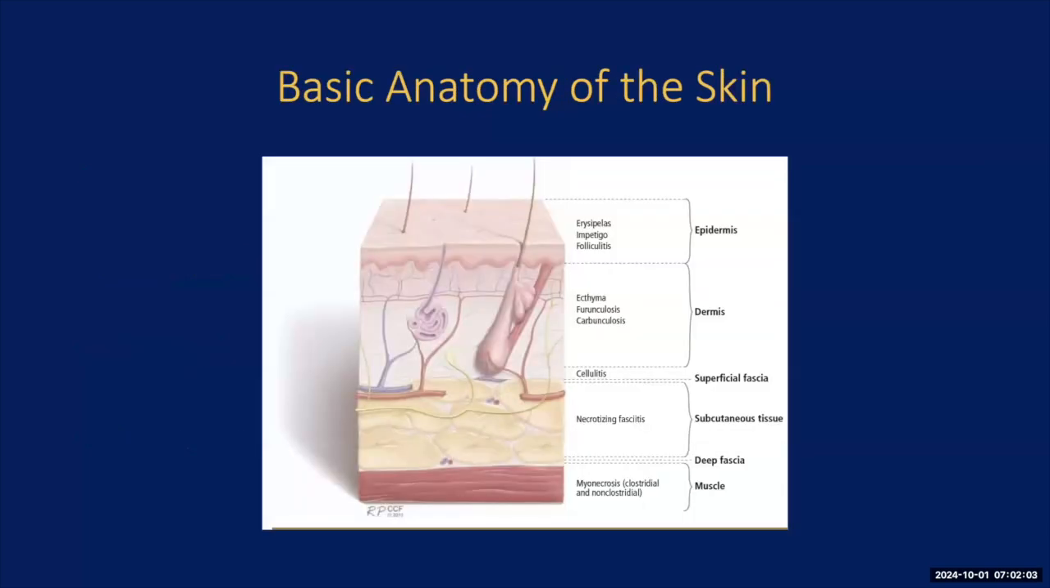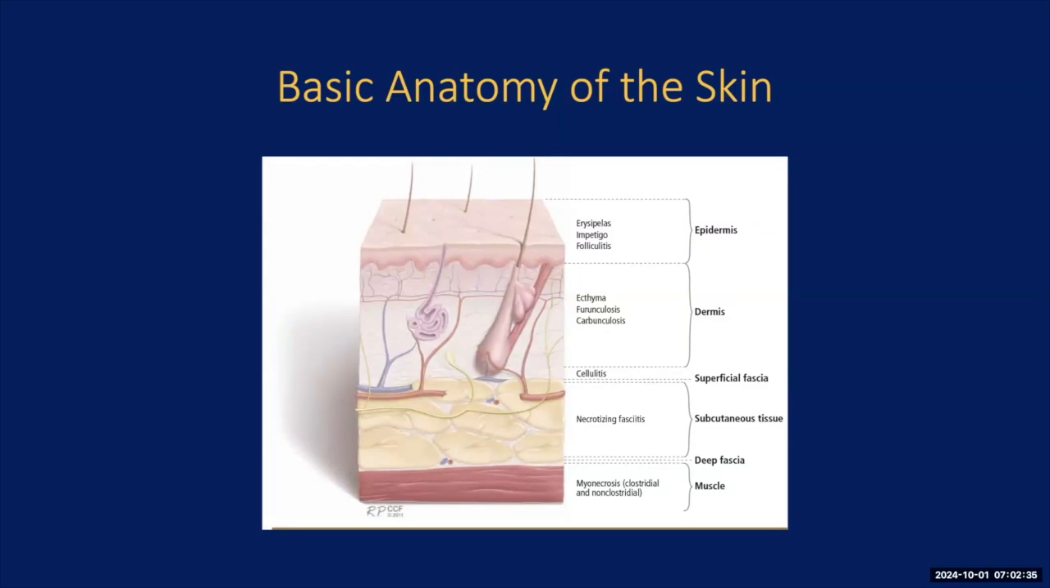Before we go into the details of each kind of infection, I think it's important to have a basic idea of the structure of skin and soft tissues. On this slide, you will see a cross-section of the skin and soft tissue, starting from superficial up top to the deepest tissue at the bottom of your slide.